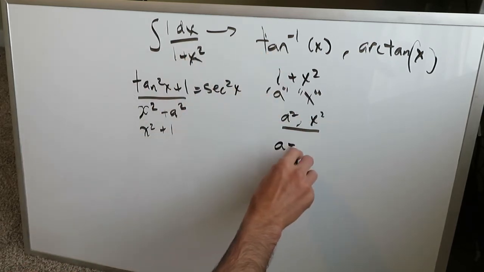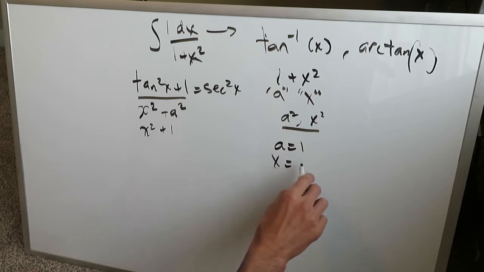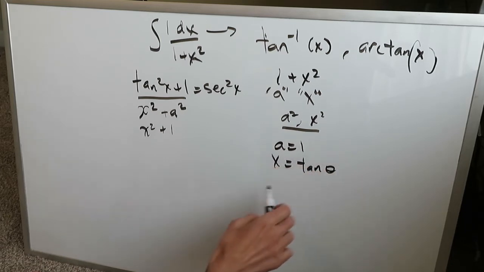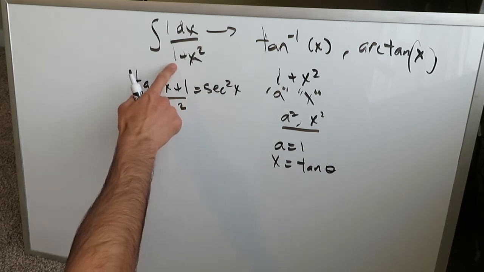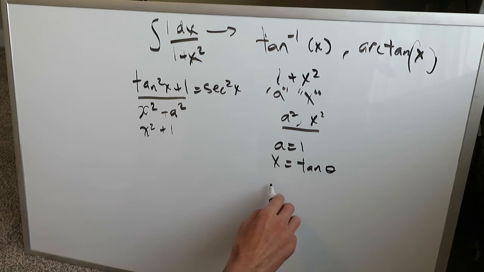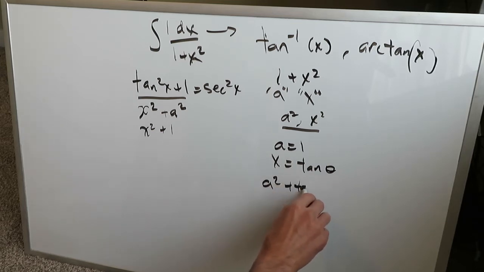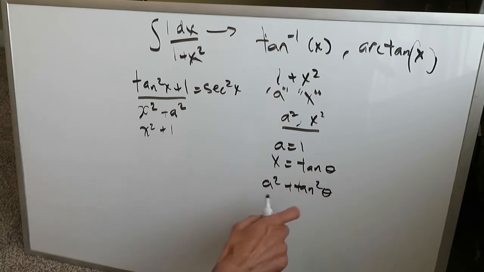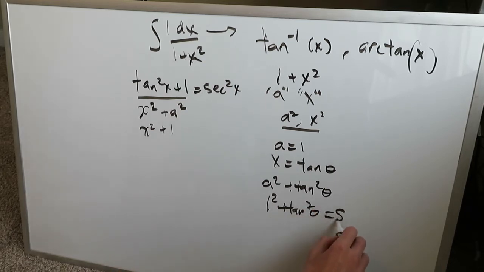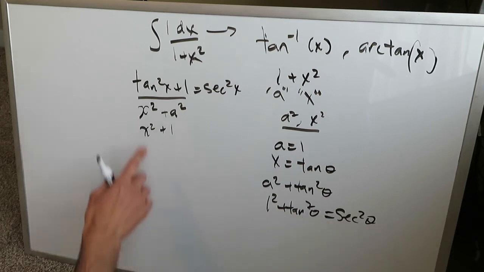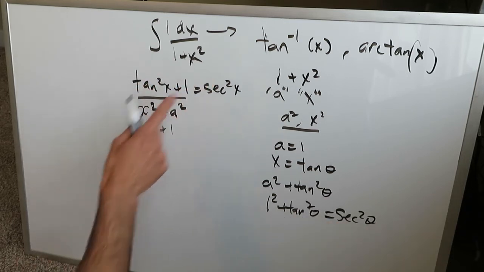If a is equal to 1 and x is equal to tan theta, let's bring in the tan theta. If a is equal to 1 and x is equal to tan theta, what you end up seeing over here is a squared, which is just 1 squared, plus tan squared theta. And this right here should equal what? Secant squared theta, right? 1 squared plus tan squared theta is equal to secant squared theta.